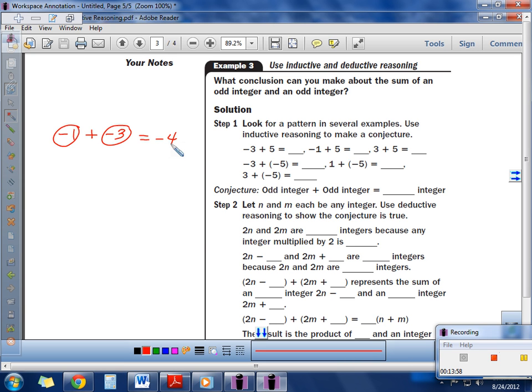Somebody else, give me 2 other odds off the top of your head. Yes. 7 and 5. I like it. 7 and 5 are both odds. Their sum is what? 12. What are you starting to notice about these numbers? They're all even. So it says, what conclusion can you make? You need to restate, just like you do in English, the sum of an odd integer and an odd integer is even. That's what you should have written down.